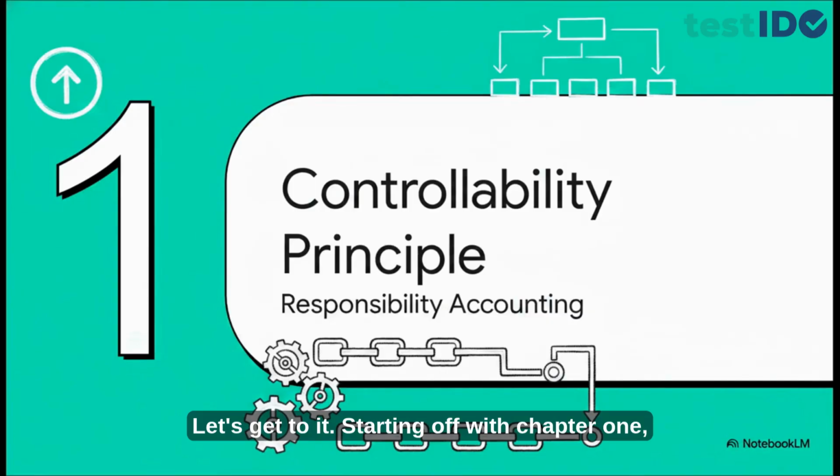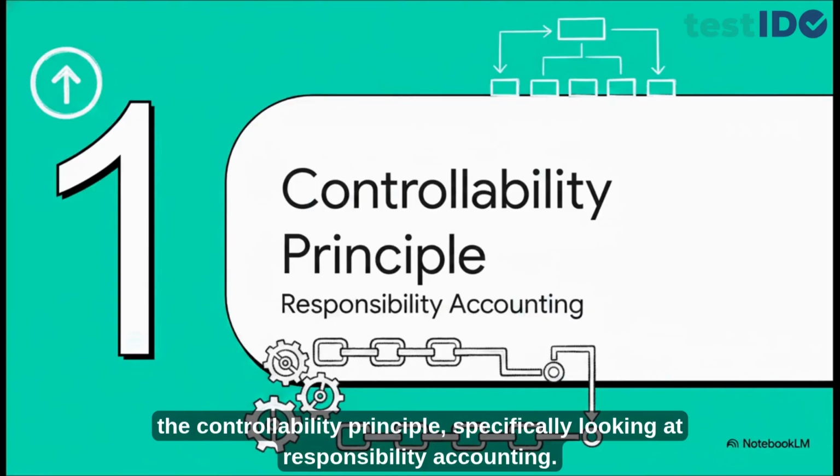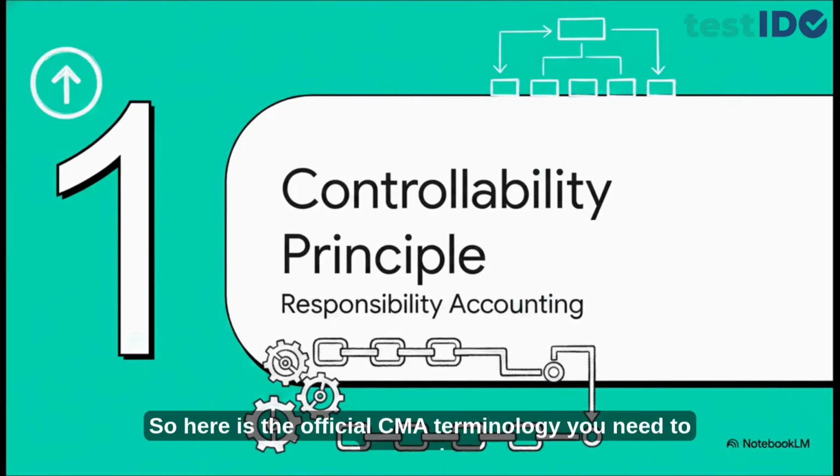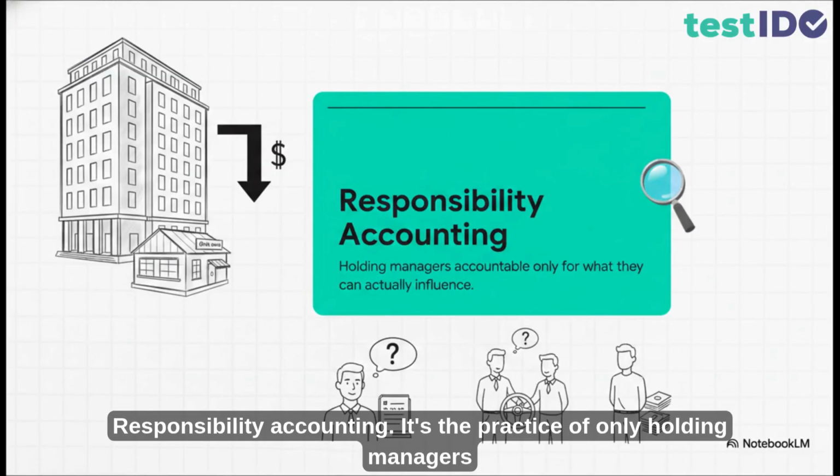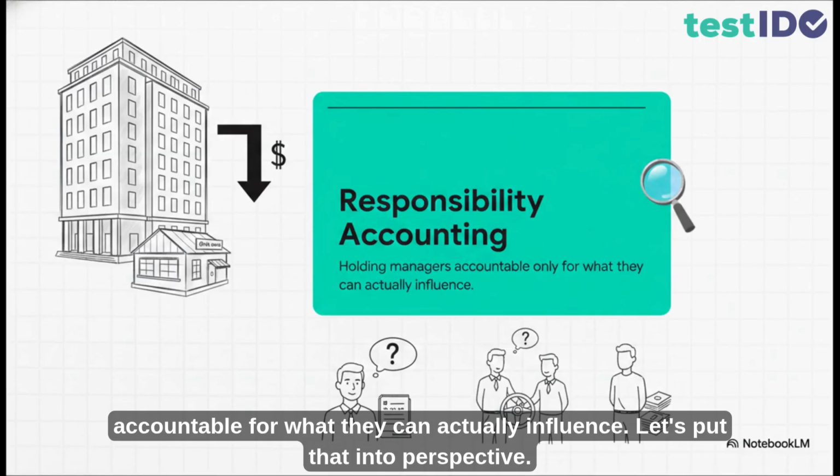Starting off with Chapter 1, the controllability principle, specifically looking at responsibility accounting. So here's the official CMA terminology you need to memorize. Responsibility accounting. It's the practice of only holding managers accountable for what they can actually influence. Let's put that into perspective.